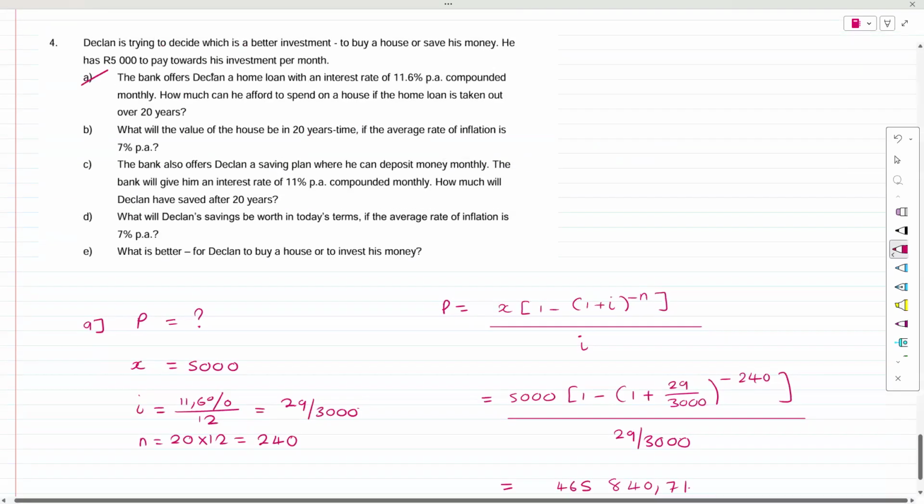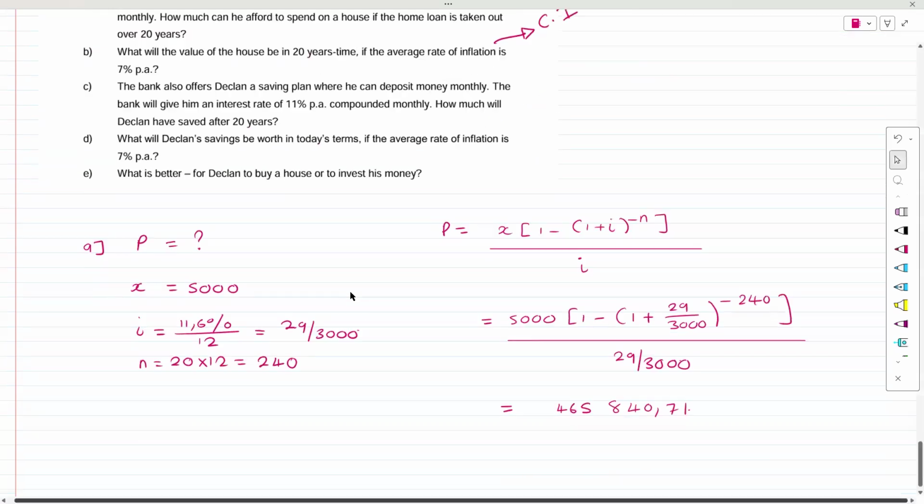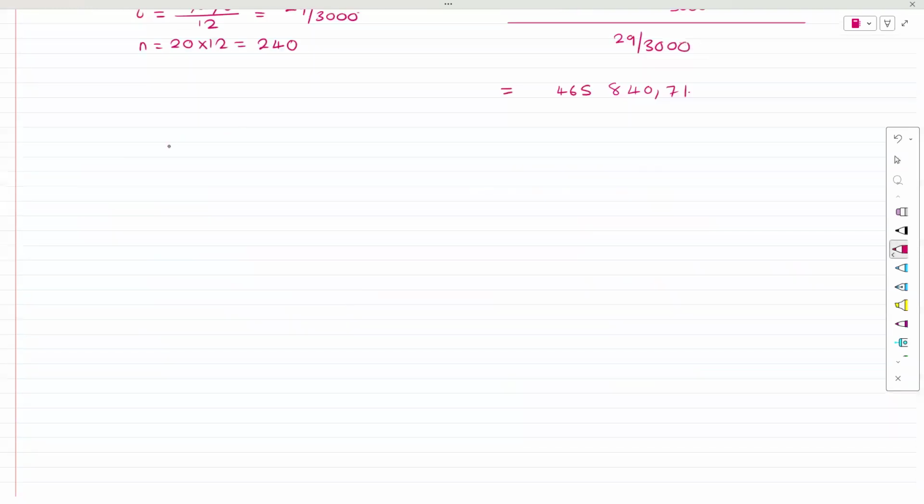And this guy, he has this amount of money, right? Now, the next question says, what would the value of his house be in 20 years' time if the average rate of inflation is 7%? Now, remember that inflation is compound interest. So we need to remember this is compound interest. But for compound interest, we use A, P, I, and N.